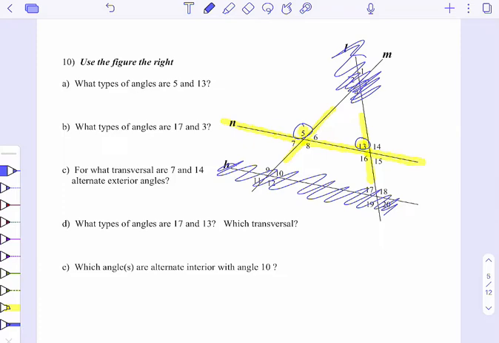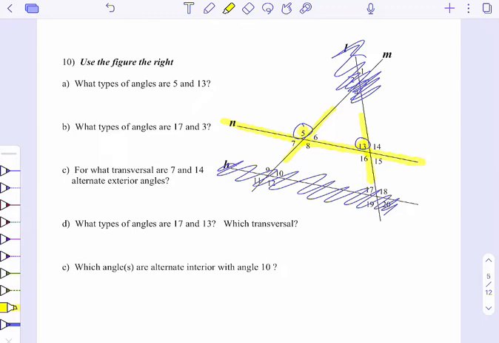They're not alternate exterior because the interior is this area right here. Okay, you got to look between those lines, and 13 is in the interior, and 5 is in the exterior. So they're not alternate interior or alternate exterior. And remember, alternate means different sides of the transversal. You want to try again, Keenan, or no? All right, somebody else want to try this one?